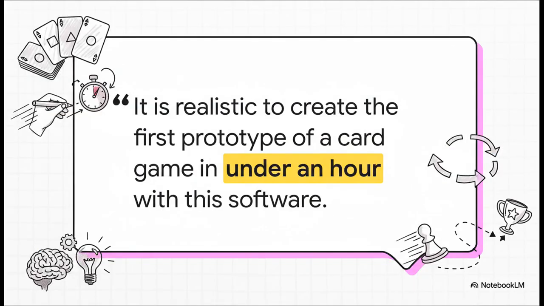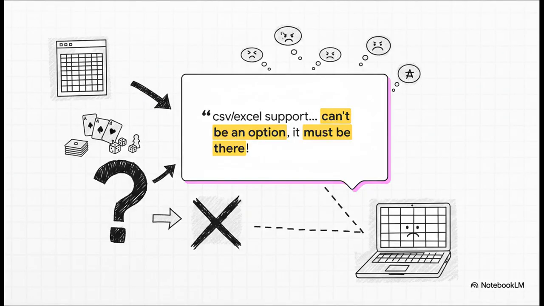I mean, this quote right here says it all. The fact that you can realistically go from just an idea to a playable prototype in less than an hour, that is a total game changer. It just lowers that barrier to entry so much and lets you focus on what's important, finding out if your game is actually fun. But of course, it's not perfect. And this comment here points to what is by far the biggest complaint right now. For anyone designing a really complex game with tons of cards, being able to manage all that data in a spreadsheet is an absolute must-have. Its absence is a real sticking point for a lot of power users.